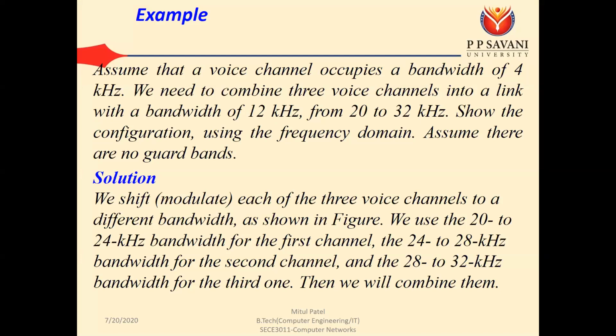Assume there are no guard bands. We know that the link bandwidth is 12 kilohertz, from 20 to 32 kilohertz. So you can divide it into 3 parts: 20 to 24 kilohertz can be used by user 1, that is our first channel. 24 to 28 kilohertz can be used by the second user, our second channel. And 28 to 32 can be used by the third user, our third channel. And then we will combine all 3.